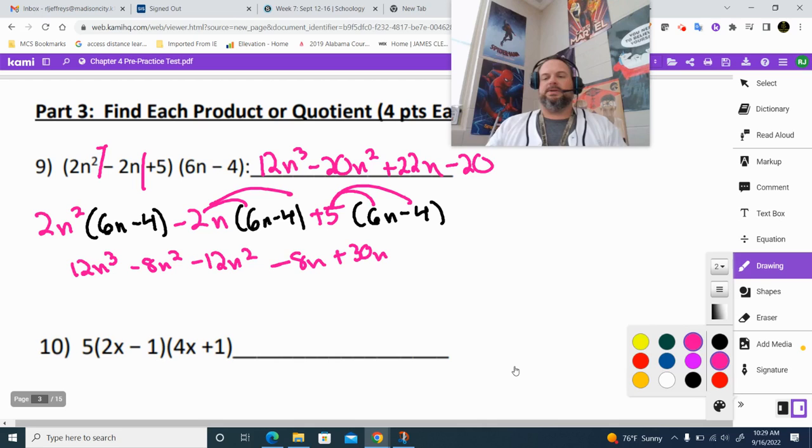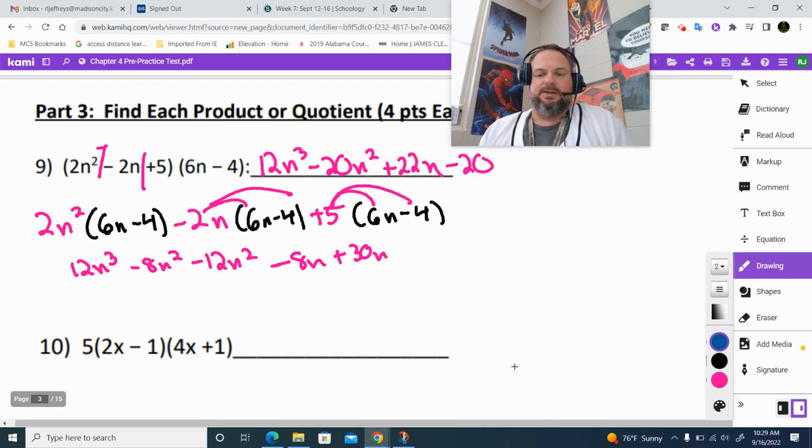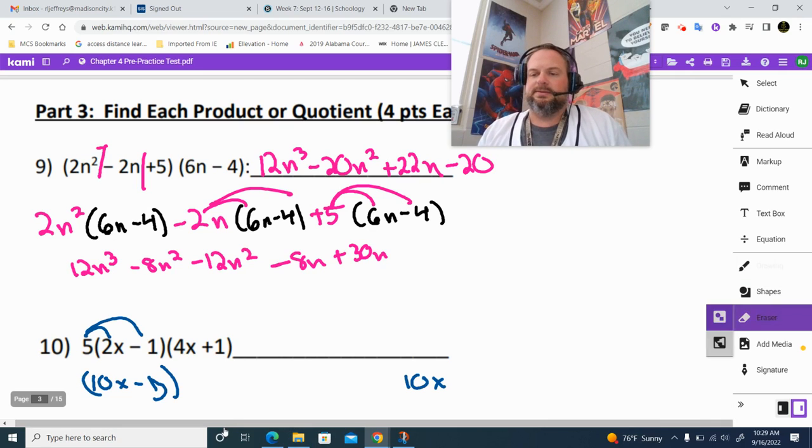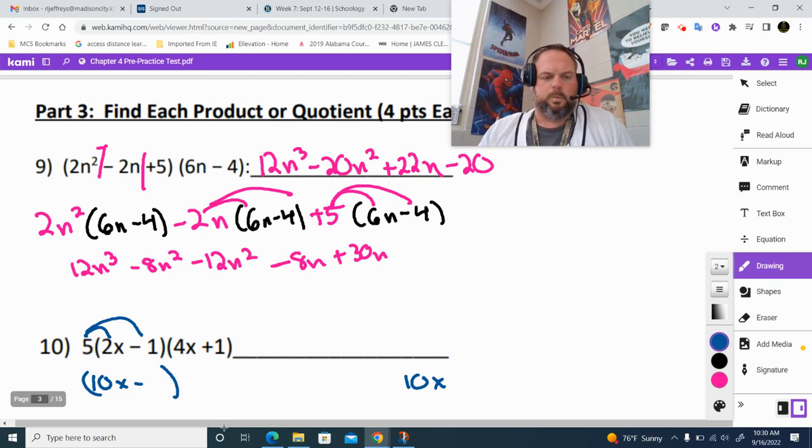Working on this next one. Well, I would do this first. I would actually distribute this one. So I would have 10x minus 1. Okay, and then I would actually do the double distributive property. Yeah, it is minus 5. Thank you. I just caught that. I didn't have my thinking face on. That was the issue.